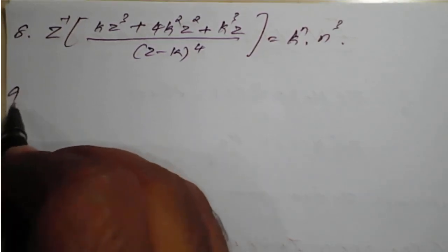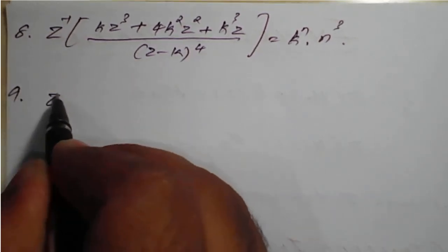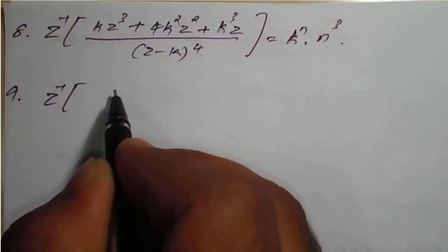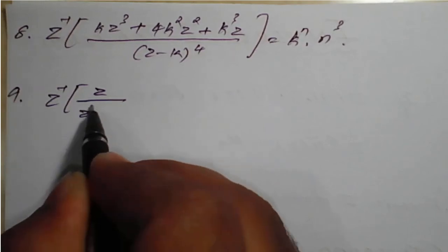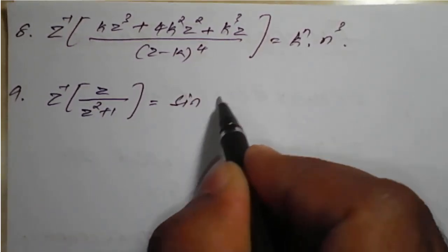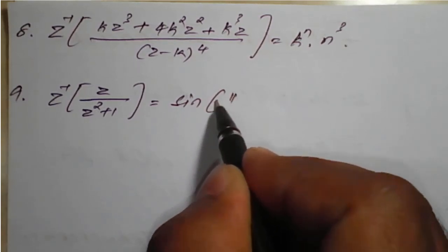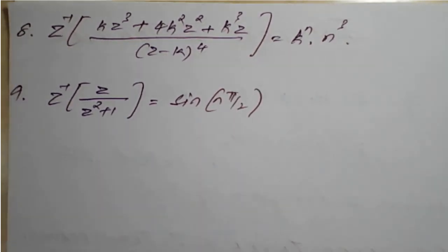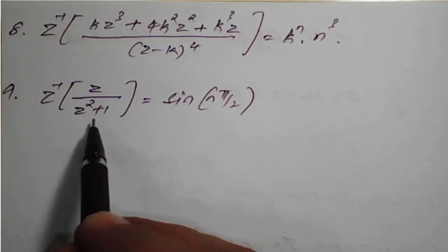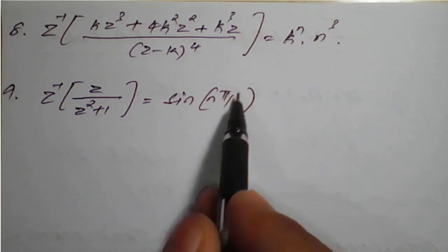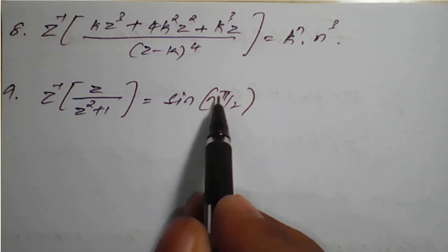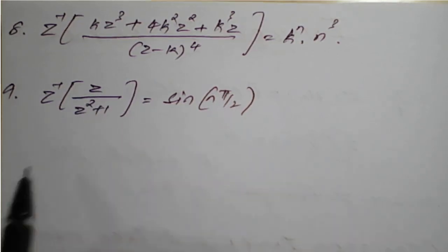Next, I have a few more results I want to describe here. Z inverse of Z divided by Z square plus 1 will be sine of n pi by 2. Okay, inverse Z of Z divided by Z square plus 1 will be sine of n pi by 2.